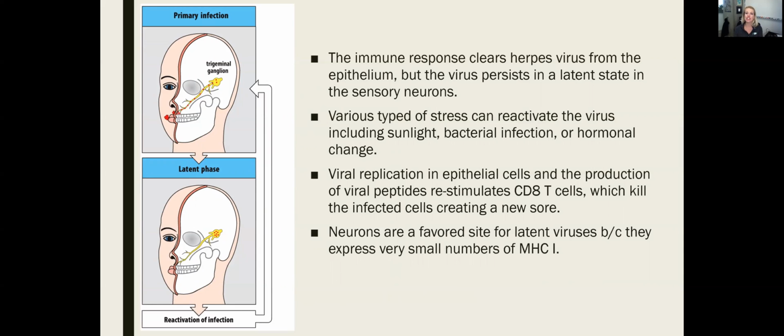Then the viral replication in epithelial cells will produce peptides that are processed and then presented on MHC class I, and then CD8 T cells will find that out. But these herpes viruses are like, hey, I'm not going to hang out in the epithelial cells. They make too much MHC class I, so they'll hang out in nerve cells because they don't have a lot of MHC class I, and they'll prevent the activation of CD8 positive T cells. So pretty sneaky, those herpes viruses.